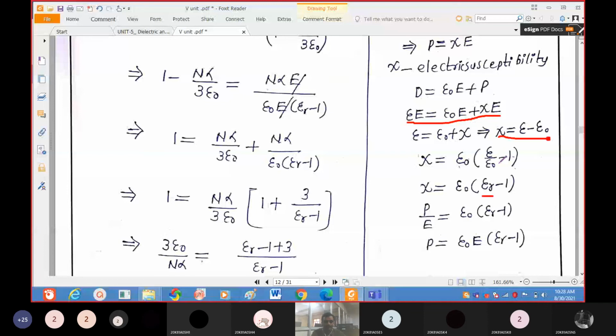Already we know that K is equal to epsilon by epsilon naught. What is K here? The dielectric constant, otherwise called epsilon R, the relative permittivity. Epsilon R, also called the dielectric constant, is equal to epsilon by epsilon naught. That's why instead of the permittivity epsilon, we substitute K into epsilon naught. Otherwise, there is one more relation.